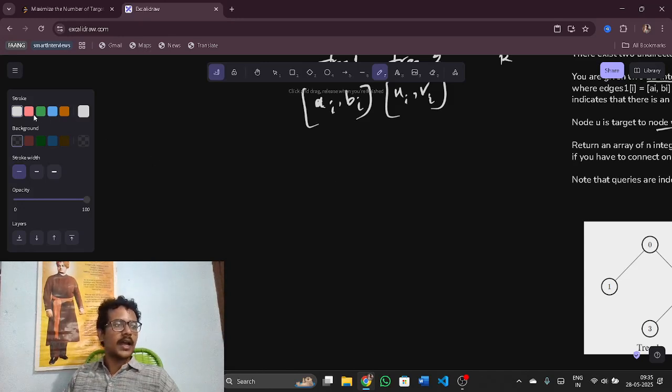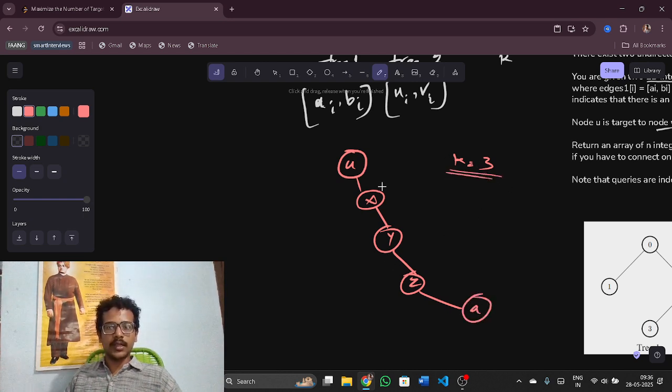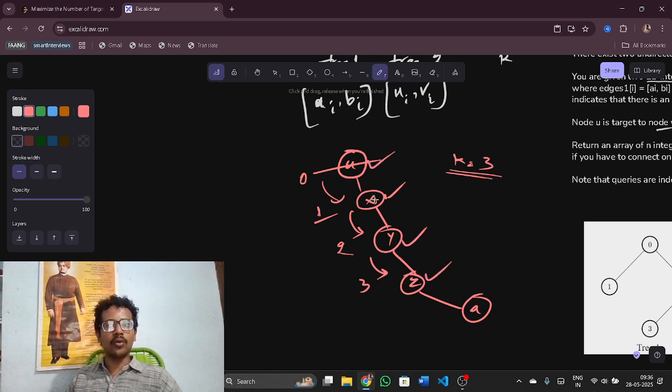So what they are asking is just take this node which is considered as u. Now I have another node x, I have another node y, and k is given as 3. Then z and then another node a. Now k is equal to 3. So the distance from u to u is just 0. Till here it will be 1. Till here it will be 2. And till here it will be 3. So this one, this and this. Totally there are 4 nodes which are called target nodes.